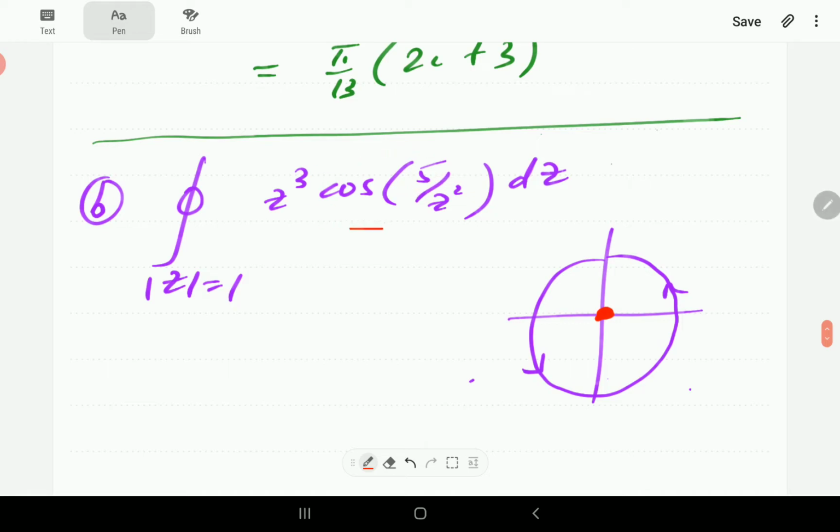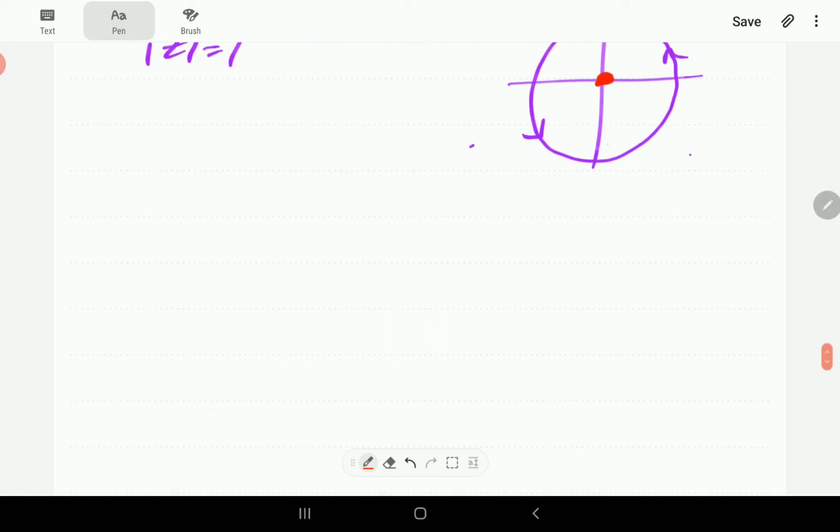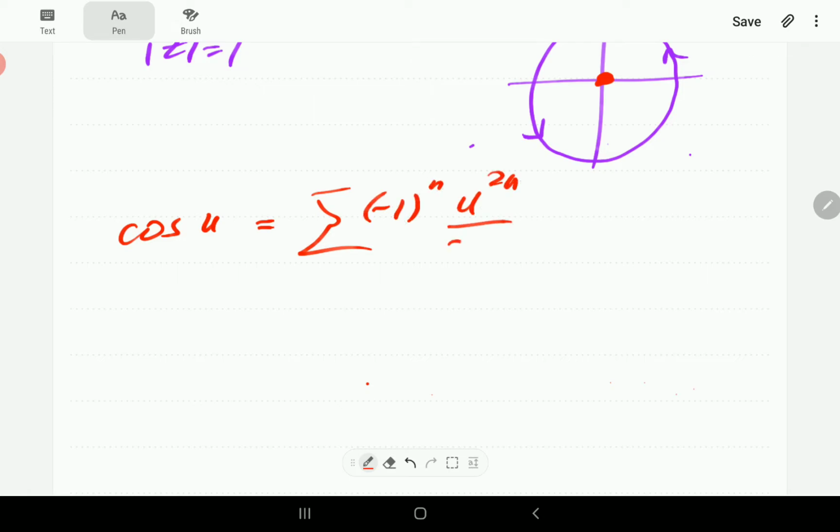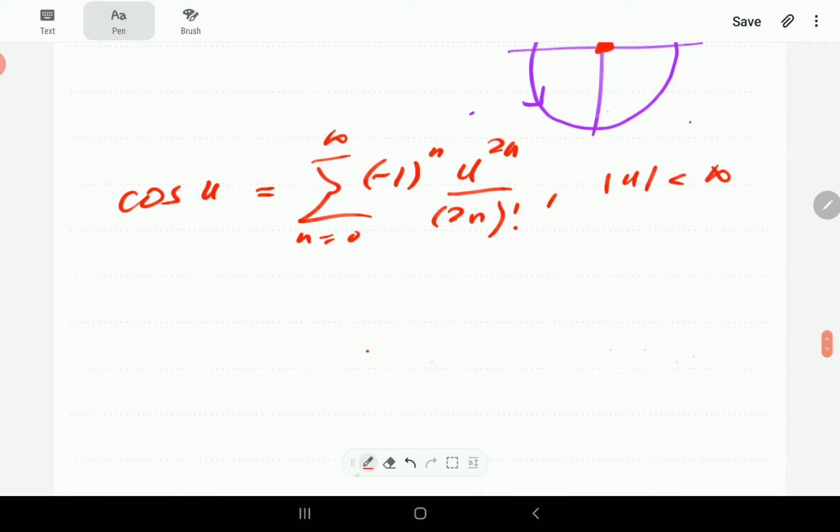So that means just expanding this in terms of the Taylor series of cosine at the origin. So the Taylor series of cosine at the origin looks like this. Of course, the radius of convergence of this is infinity.